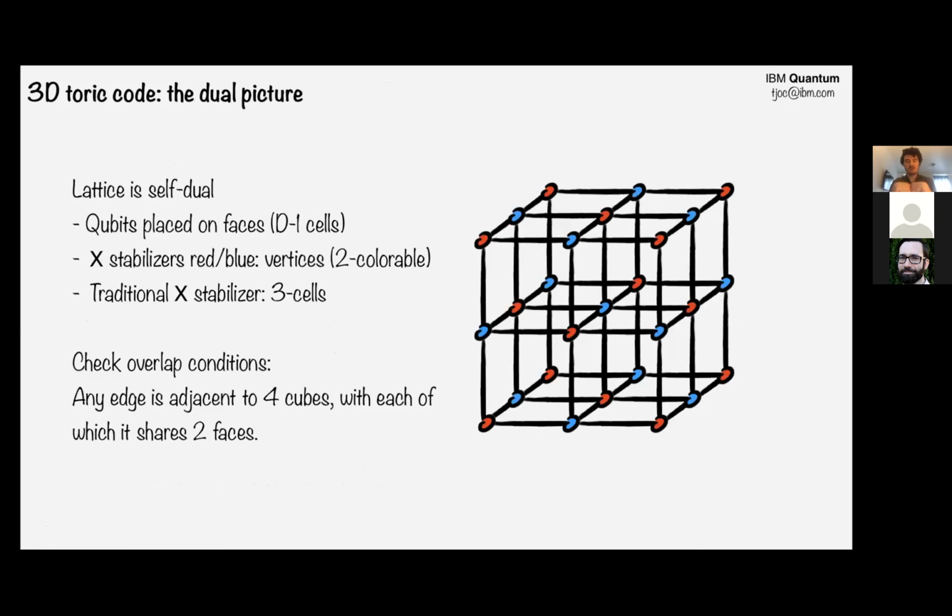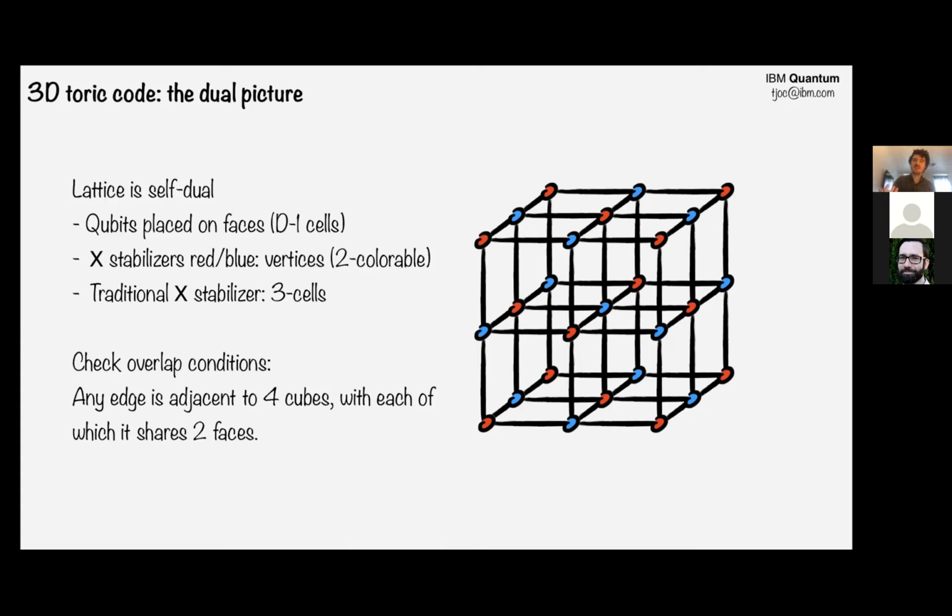Okay, and the way we like to think about it in our language is to look at the dual lattice. And the dual lattice of the cubic lattice is the cubic lattice itself. Now the 2 red and blue code blocks, instead of their stabilizers being volume-like, are going to be represented by vertices. That's going to be these red and blue vertices. And we're going to alternate. So we're going to 2-color the vertices so that vertices of the same color never share an edge. They only ever share a face.